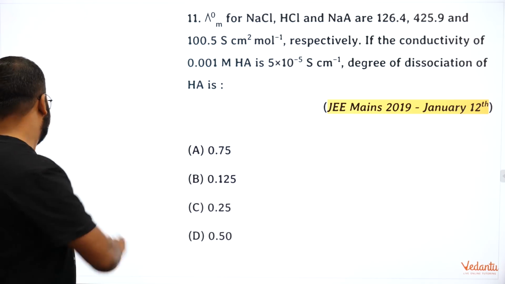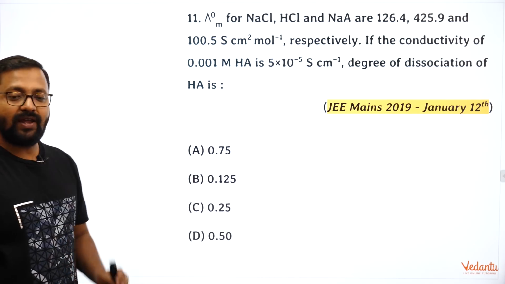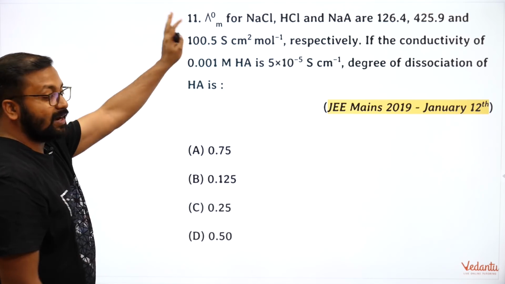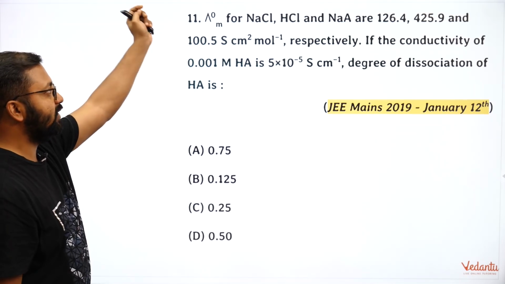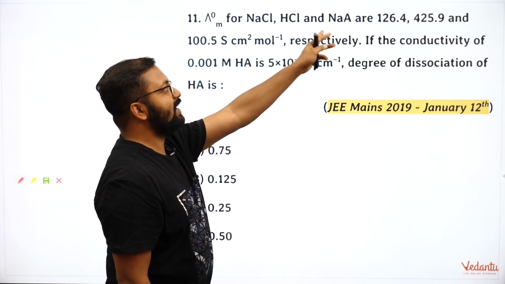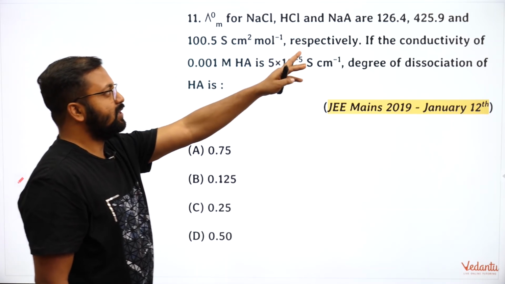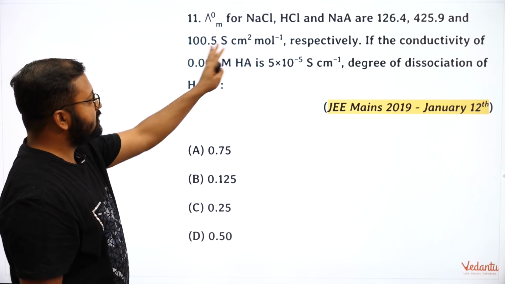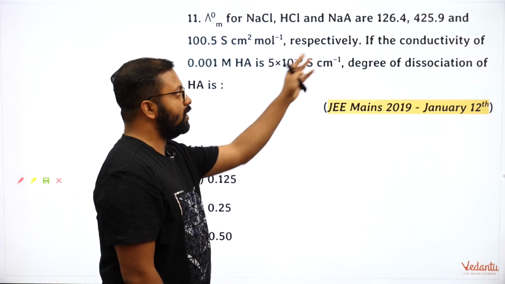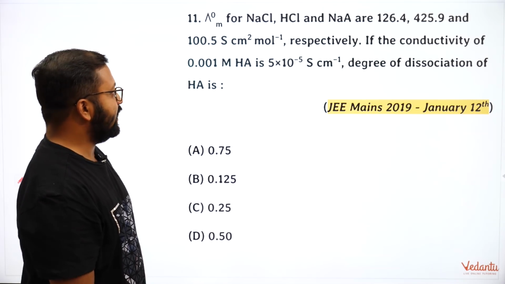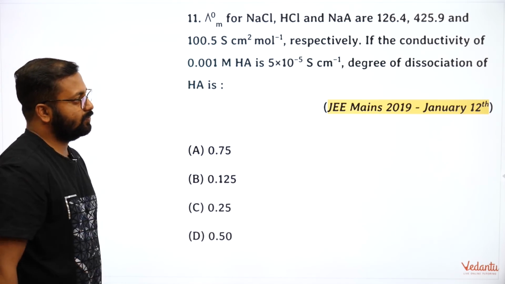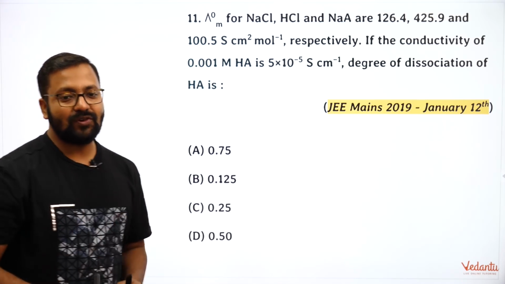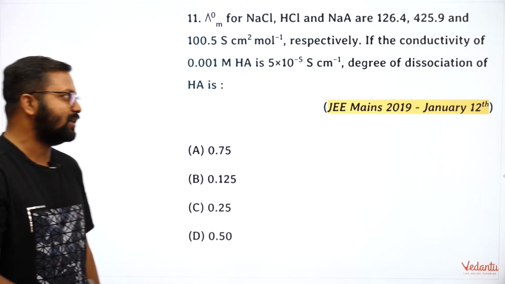Next question is again from electrochemistry. Very simple question. How do we solve it? Lambda naught m is the molar conductivity at infinite dilution. For NaCl, HCl, NaA, it is 126.4, 425.9 and 100.5 Siemens centimeter square mole inverse. Given the conductivity for the HA solution, what is the degree of dissociation? How do we solve the question? The question is very simple, very easy to solve.